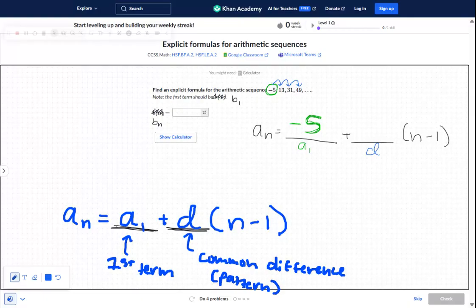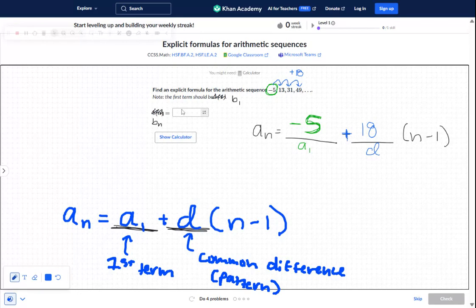So finding the difference, we're just subtracting. The difference between 49 and 31 is 18, but let's just double check. So -5 plus 18, does that give us 13? And it does. Yep. And then plus 18 gives us 31, plus 18 gives us 49. All right, so that's how we know our answer is correct. And notice that it's increasing, it's going up, so this is going to be a positive 18. Remember, if it was decreasing, getting smaller and smaller, we would use a minus sign here.